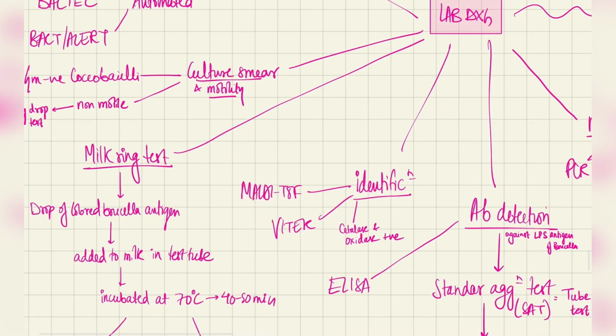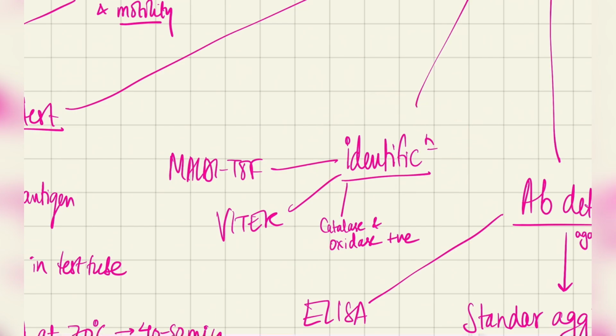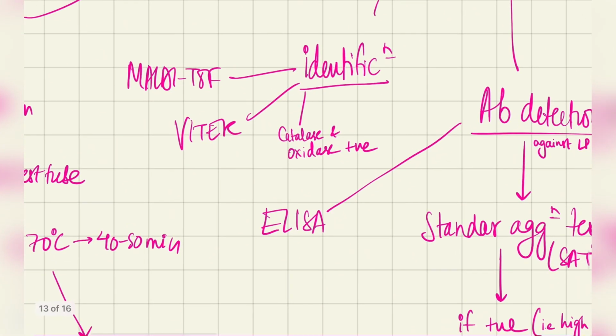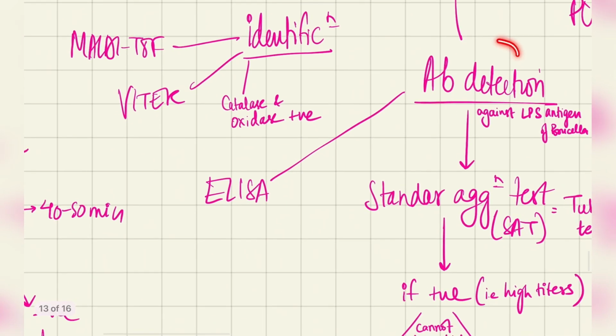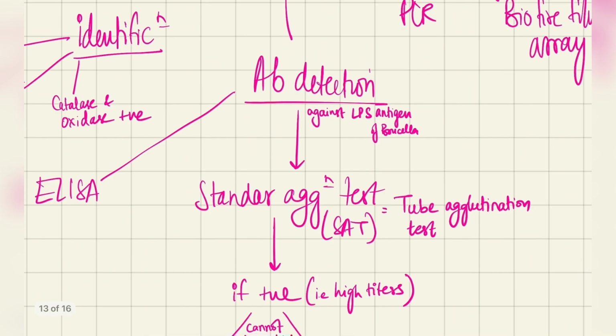Now coming to how you will identify. Identification will be done via MALDI-TOF or Vitek, and otherwise, if you don't want to do this, biochemical means: it is a catalase positive and oxidase positive organism. Okay, easy. For antibody detection, you can always use ELISA, but here we use a characteristic standard agglutination test, SAT.